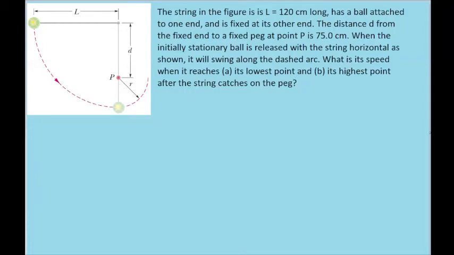Here we have a problem where a ball is being dropped on a string and it's going to hit a peg as it swings down. And part A asks about the speed as it's at the bottom of its path, right here.